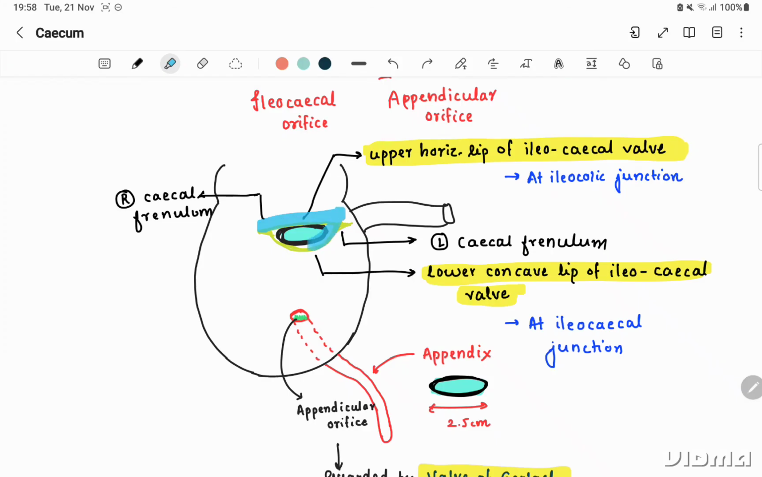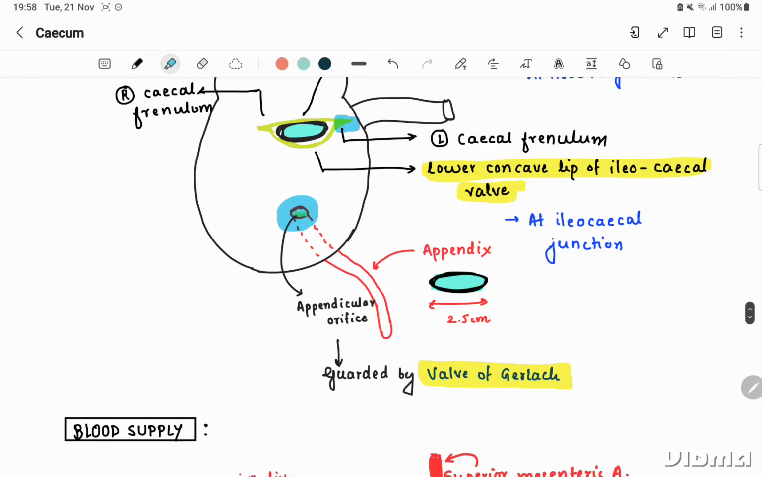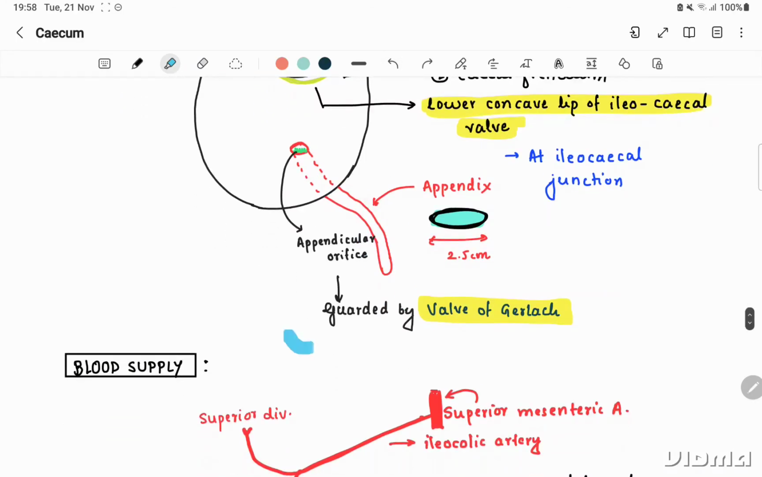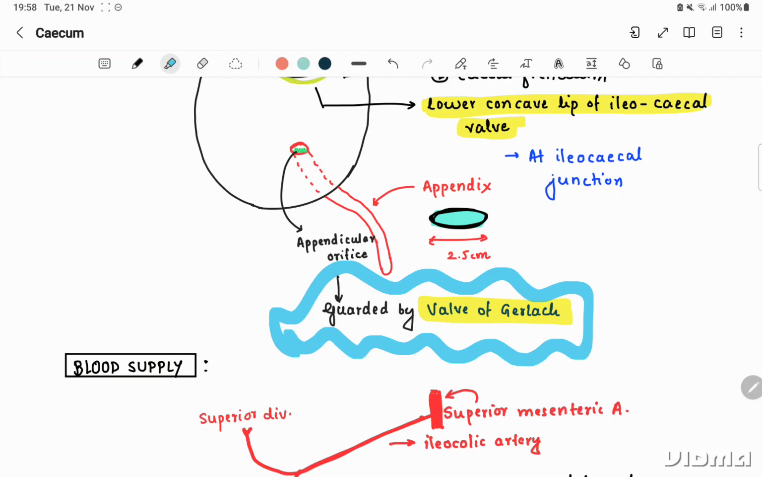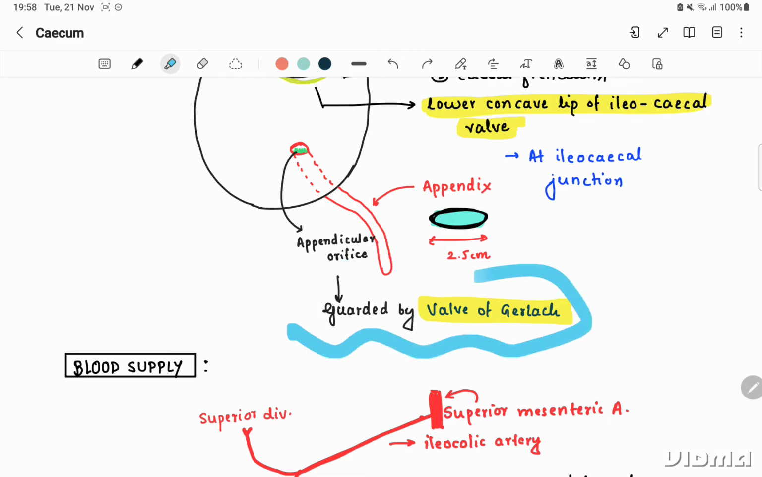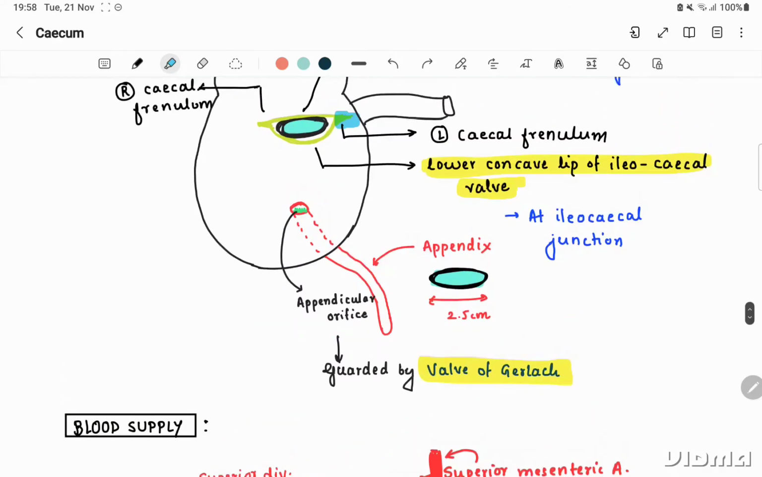It is guarded by the ileocecal valve, where the upper horizontal lip of the ileocecal valve represents the ileocolic junction, and the lower concave lip of the ileocecal valve, present like this, extends as your left cecal frenulum and right cecal frenulum. Then the appendicular orifice extends posteromedially and forms an appendix and connects to your appendix. This appendicular orifice is guarded by the valve of Gerlach. What is the valve of Gerlach? It is the valve which guards your appendicular orifice. This orifice is about 2.5 cm in length.